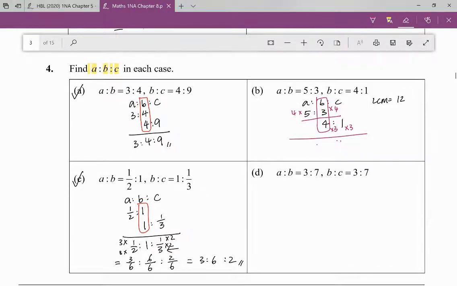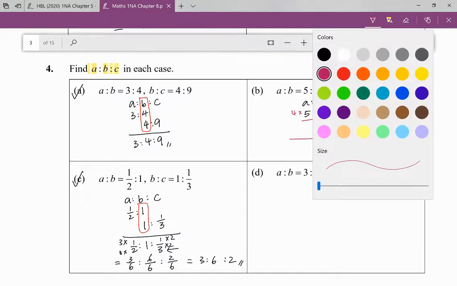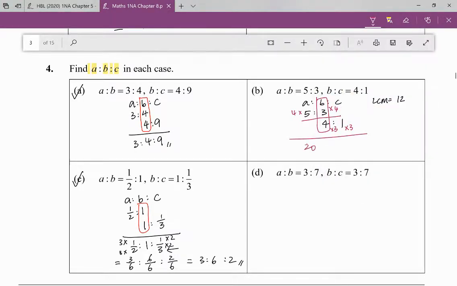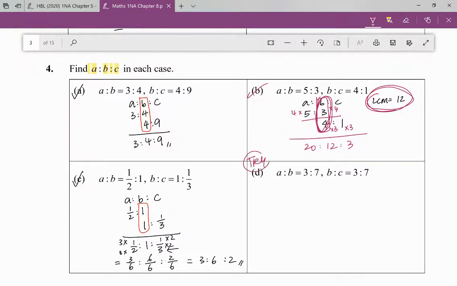Let me write it a bit neater. I'll have 20 is to 12 is to 3. So there you have it. When B is different, you will have to make it the same by looking at the LCM. I want you to try D on your own and let me know if you have any questions, okay?